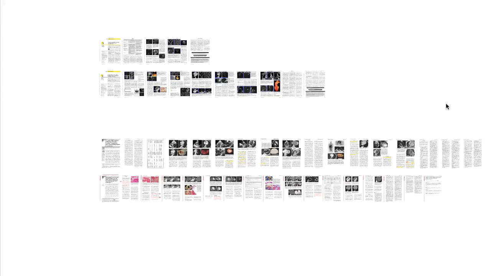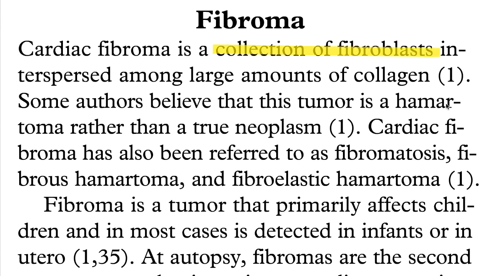Fibroma. Fibroma is a benign tumor. It's a collection of fibroblasts, which is mostly large amounts of collagen. And as we know, the increase in collagen is what we're looking for to show delayed enhancement in patients that have had myocardial scar or fibrosis. So that's going to give us a hint as to what we expect this to look like with delayed enhancement images. This is a hamartoma.